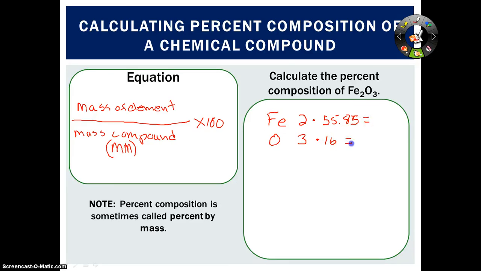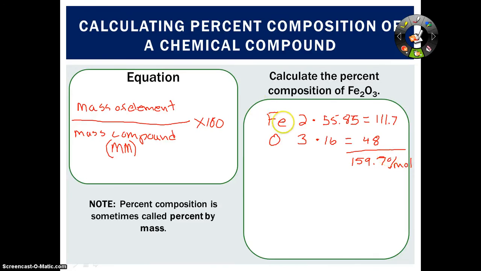Now let's not just add it all up in our calculator, but take the time to figure out the contribution of iron and oxygen to the total. So 2 times 55.85 is 111.7, and 3 times 16 is 48. So the total molar mass of this compound added together is 159.7 grams per mole.